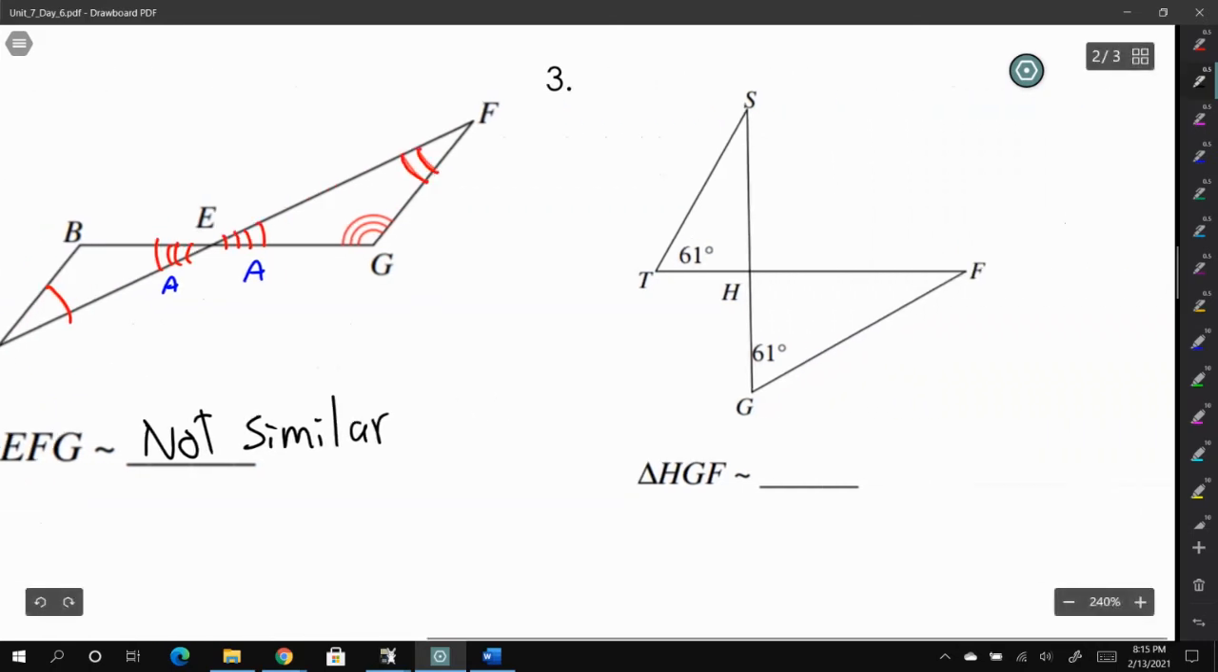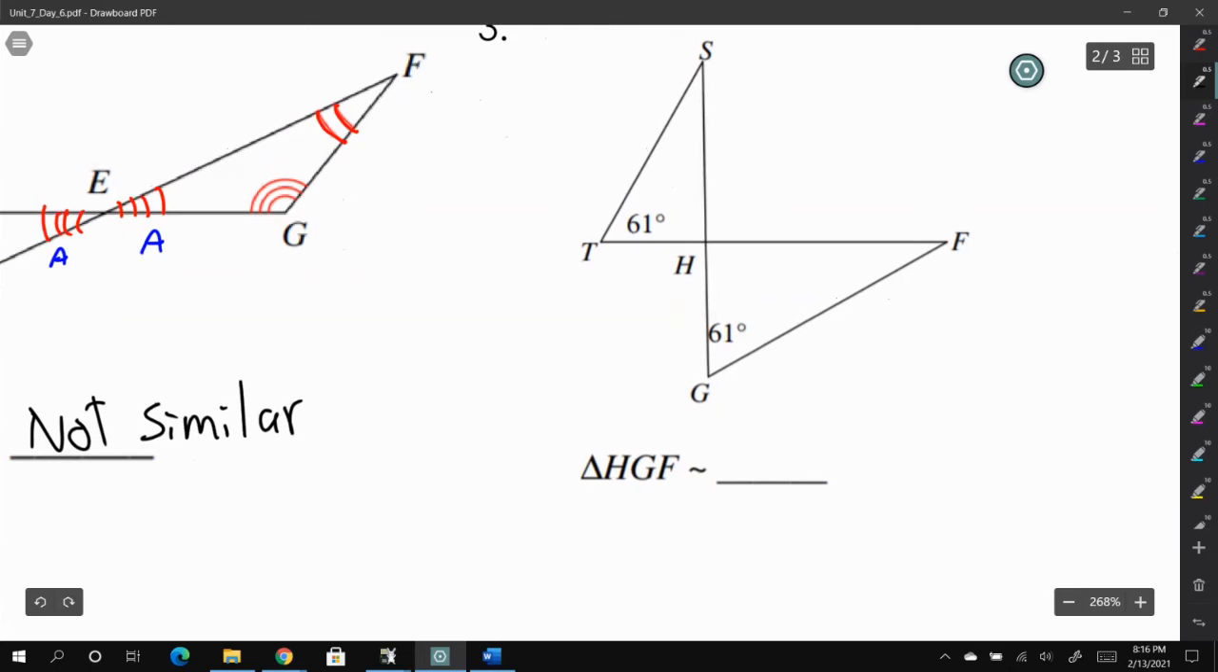All right, now number 3, we have vertical angles again. So these 2 angles are congruent, angle H and angle T and angle G are congruent because they're both 61 degrees. So we do have angle, angle this time because angle T is congruent to angle G, and angle H is congruent to angle H in both triangles. So let's just make F and S blue.